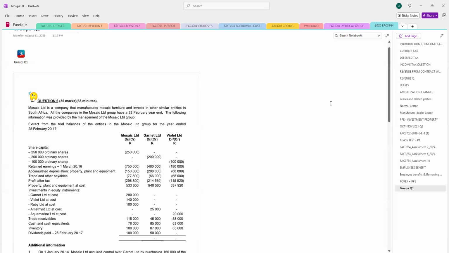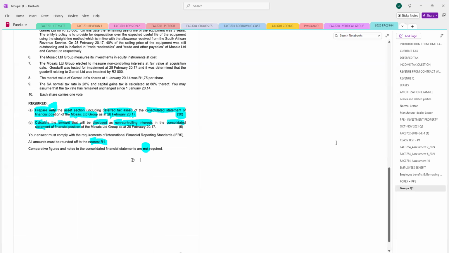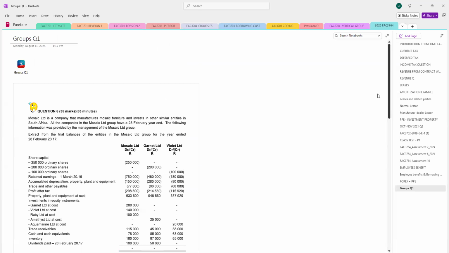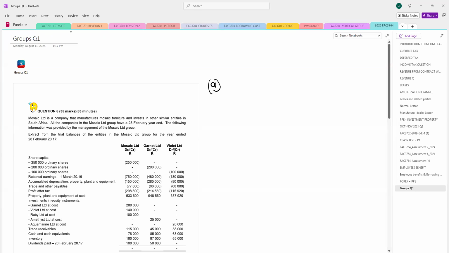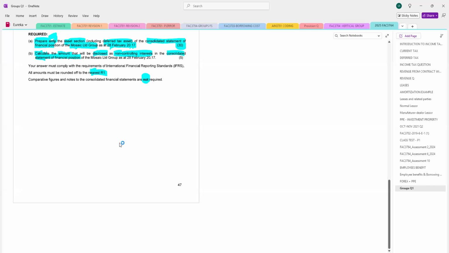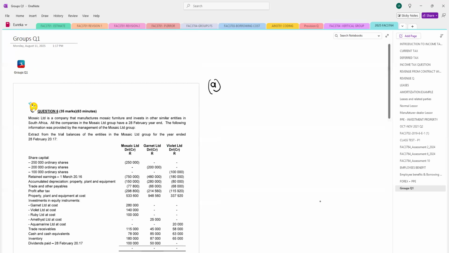All right, so let's look at it. Once I'm doing a group's question, guys, I first read the required. After reading the required, I make the formats of what has been required. All right, so I'm going to go to the top. So we start there. I'm told to do a consolidated statement of financial position, and I'm told that the group name is Mosaic Limited Group. So once I get that, I'm going to come here and put Mosaic Limited Group.